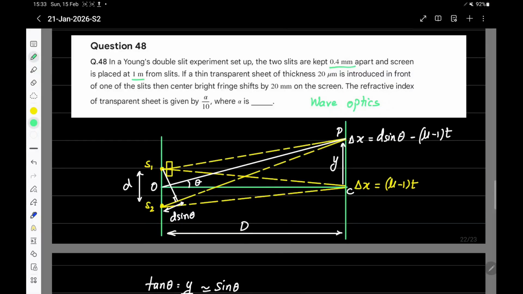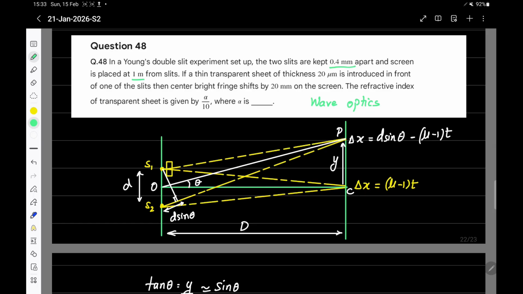Hello students, today we are solving a question from Wave Optics. This is from JEE Mains 2026, 21st January shift 2. It says, in a Young's double slit experiment setup, two slits are kept 0.4 mm apart and the screen is placed 1 meter from the slits.